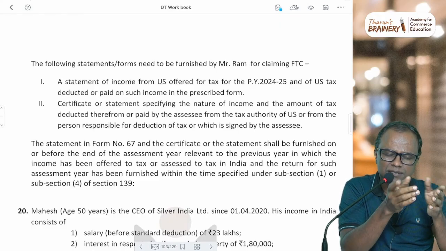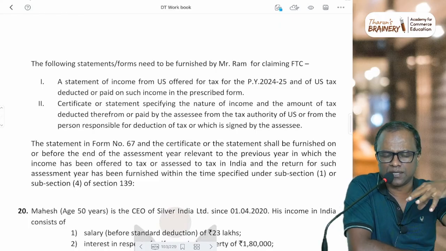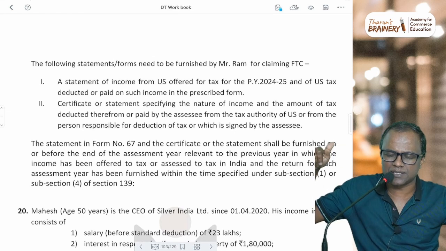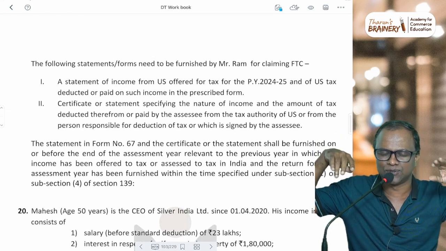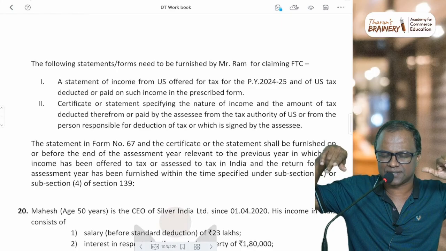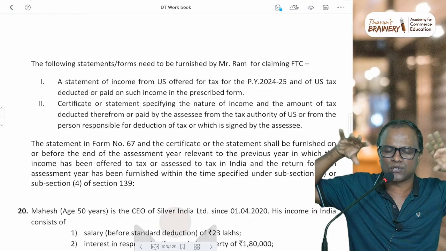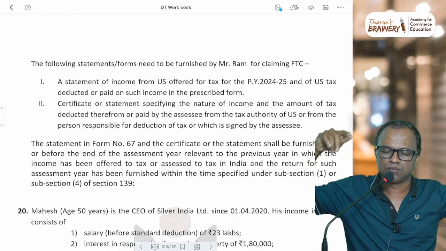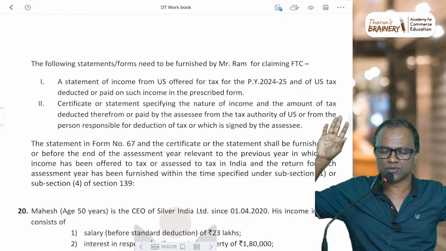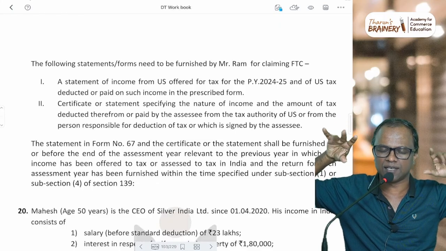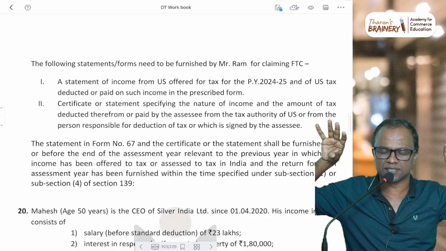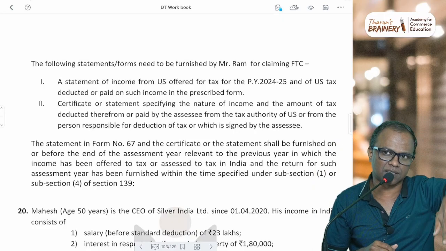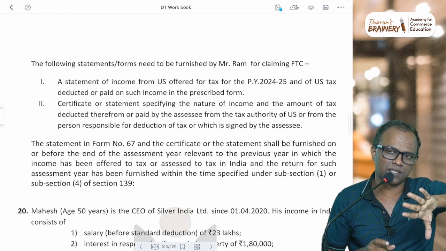For the second test, we have to see his habitual abode. If there is a habitual abode in both places or no habitual abode, then go to the center of vital interest. If that is also not available, then go to the third test: in which country he is a citizen. Either he is a citizen of both countries or not a citizen of either. Suppose in both countries he is a citizen, then there is no other way. Home test failed, habitual abode test failed, citizen test failed. Then the only other way is MAP.